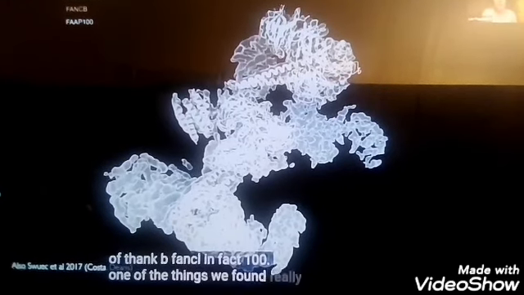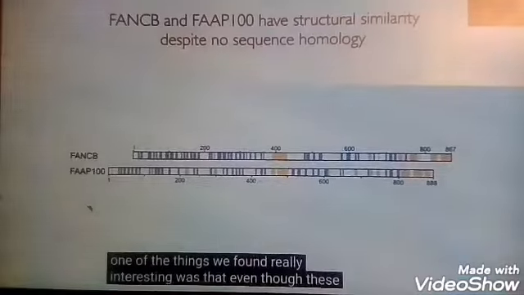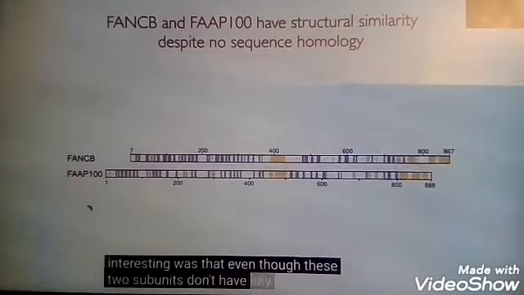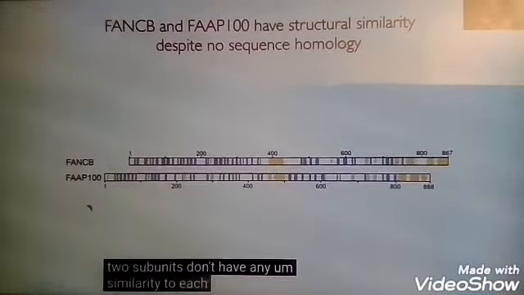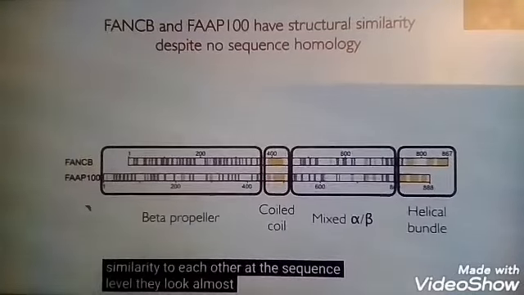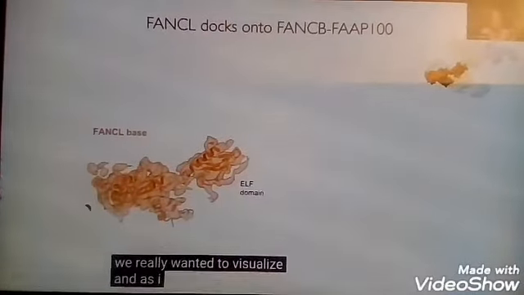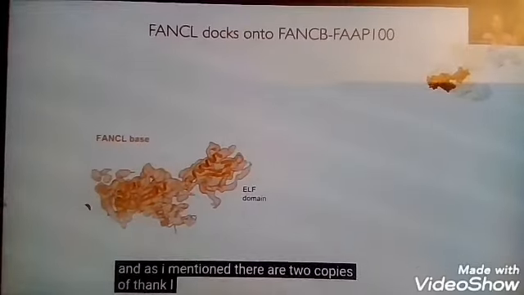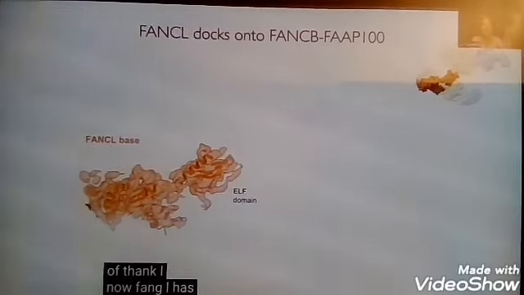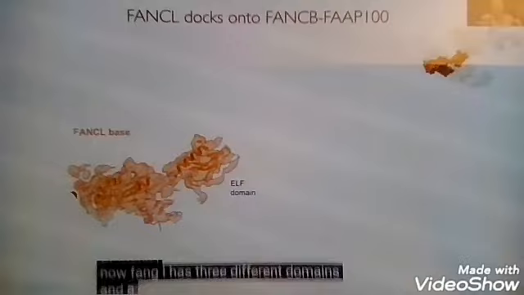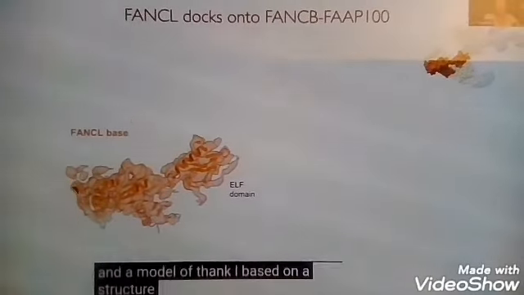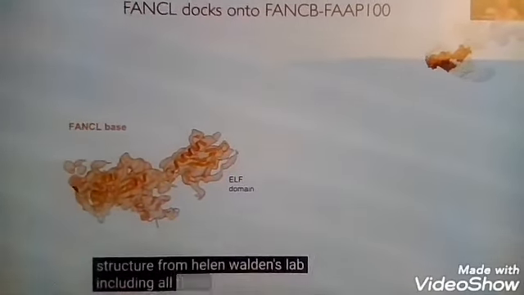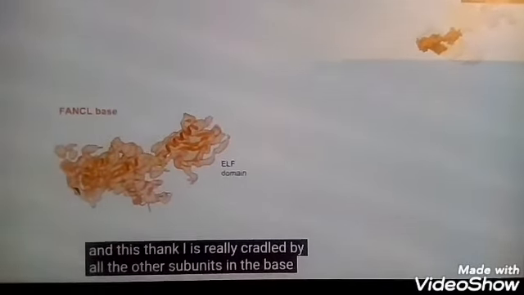And one of the things we found really interesting was that even though these two subunits don't have any similarity to each other at the sequence level, they look almost identical in the structure. As I mentioned, there are two copies of FANC-L. The FANC-L has 3 different domains, and the model of FANC-L, based on a structure from Helen Walden's lab, including all 3 domains, fits into the base of the complex.